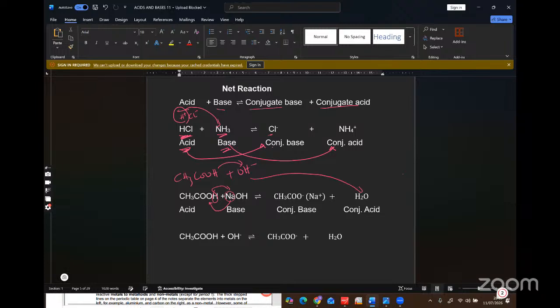And whatever you are left with is CH3COO minus. But because of the presence of this, it attaches itself to it. And then you have that. So this is the acid, this is the base. Then whatever is left of the acid after you have removed the hydrogen is this conjugate base. And this one is the conjugate acid. Okay, so you have that.